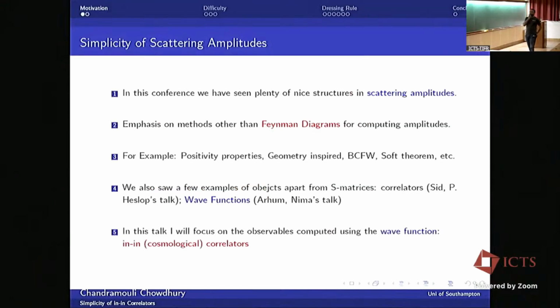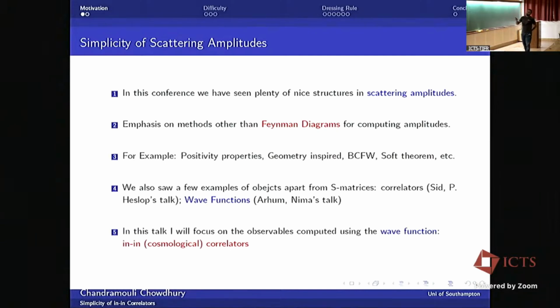Okay, good. So in this conference, we've seen plenty of nice structures in scattering amplitudes, and there's been a lot of emphasis on methods other than Feynman diagrams used for computing scattering amplitudes. Sometimes these methods are motivated by positivity properties, sometimes by geometry. As an example, we have the well-known BCFW, soft theorems, and so on. Although not many, we have also seen a few examples from objects apart from scattering amplitudes.